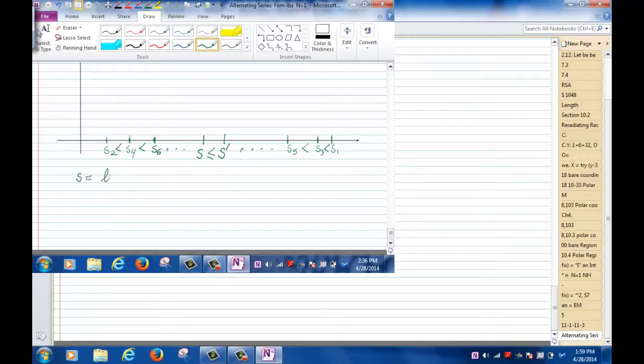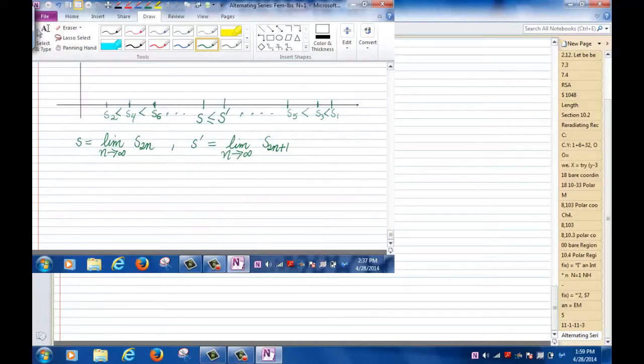Remember, S is the limit of the even partial sums, so S_2n, n going to infinity. And I am calling S prime the limit as n goes to infinity of the odd partial sums, right? Odd partial sums. And what can I say? Are they the same? Well, let's see. S prime is the limit of S_{2n+1}. I'm not going to write the infinity anymore. And what can I say about S_{2n+1}? Can I say that S_{2n+1} is the same as S_2n plus what?